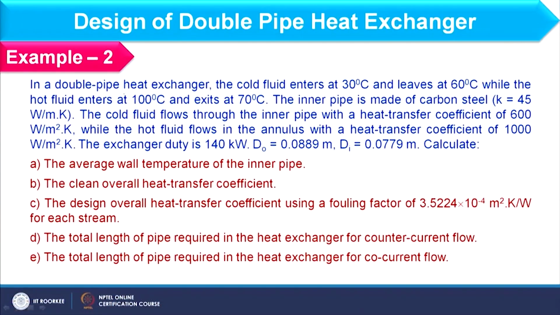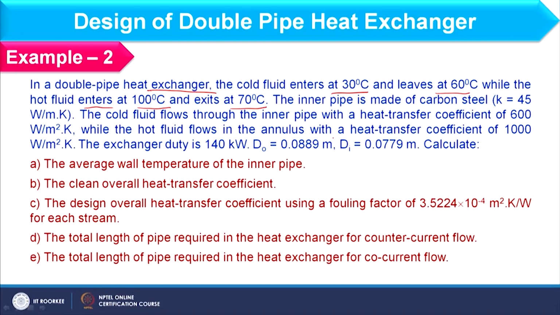So, let us discuss example 2, because example 1 we have already discussed in the last lecture. So, here I am having example 2. Now, in this example, a double pipe heat exchanger is given where cold fluid enters at 30 degree Celsius and exits at 60 degree Celsius, while the hot fluid enters at 100 degree Celsius and exits at 70 degree Celsius. So, both fluids' terminal temperatures are given to us.